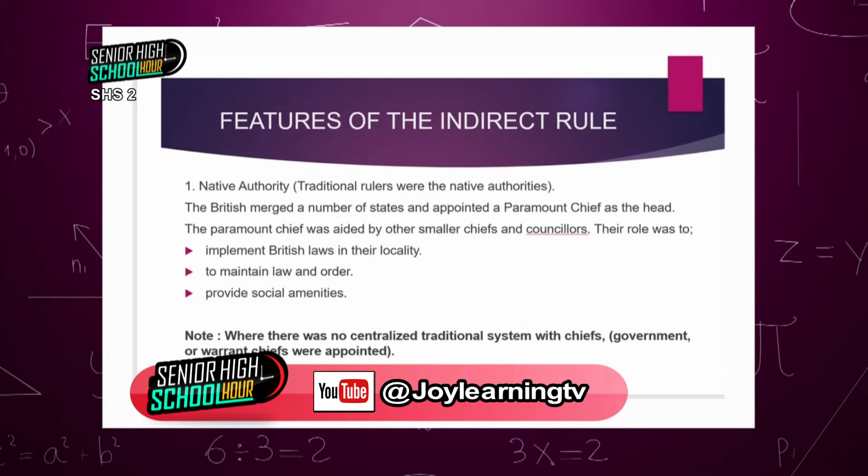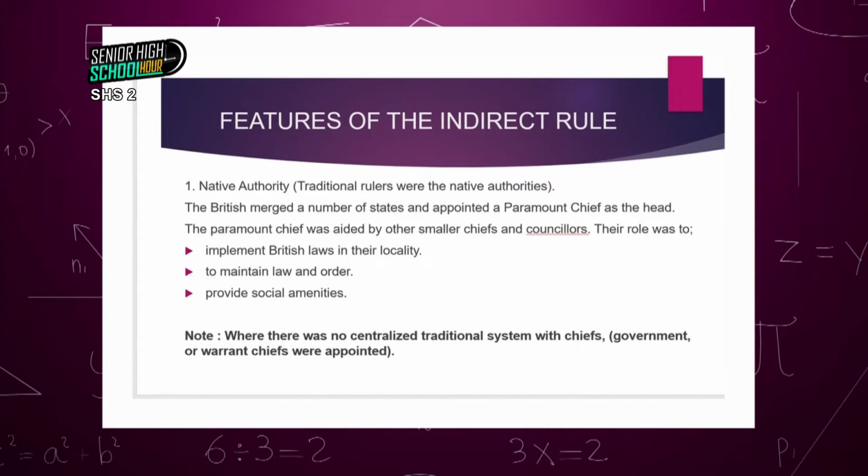Is that right? Good. Now, we said that the British merged a number of states and appointed a paramount chief as the head. The paramount chief was aided by other smaller chiefs or councillors. Their role was to, one, implement British laws in their locality. So let's go back and see this. The British would put together a number of states or ethnic groups. Remember that they did not see these ethnic groups as states. They saw them as individual ethnic groups.